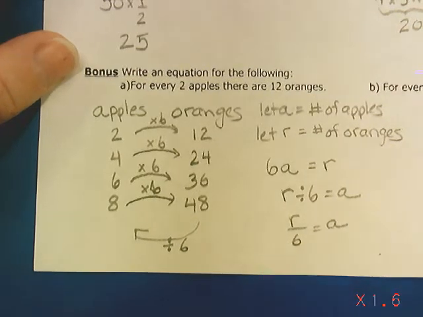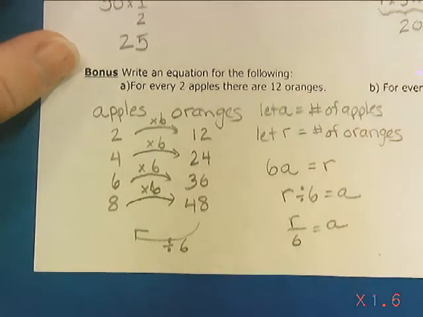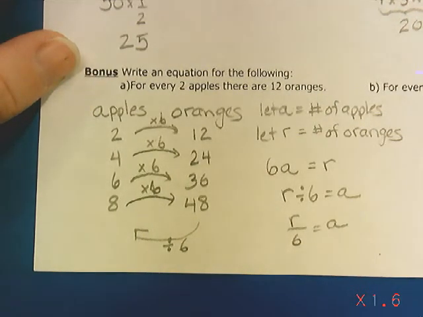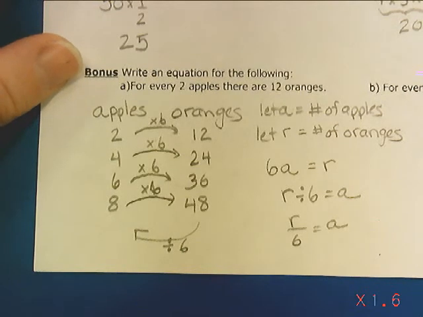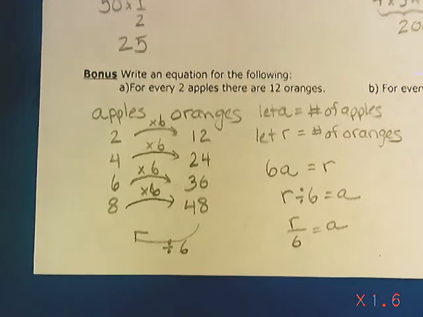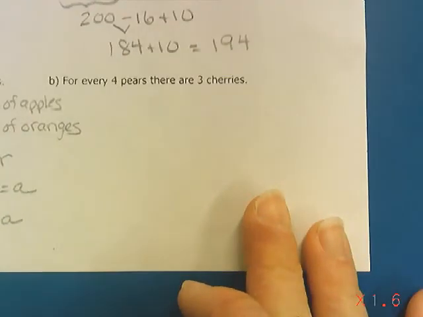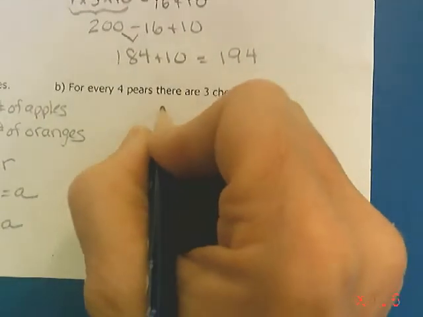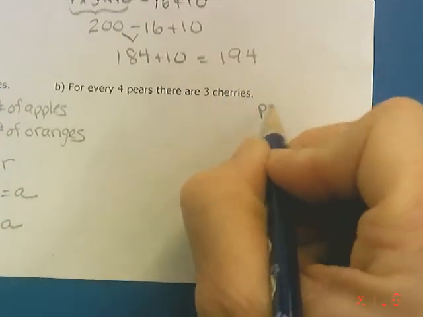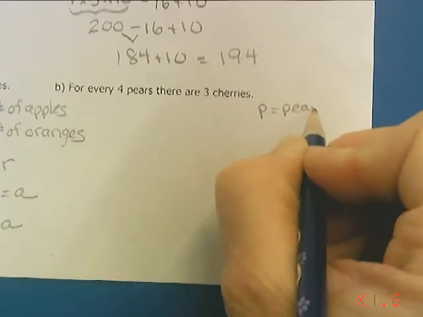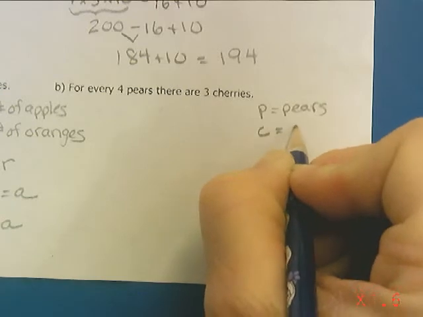Notice I didn't use the multiplication sign up here. Remember, if I'm using X, it looks like a variable. So we want to avoid that, and a number and a letter next to each other mean multiplication. All right, let's go on to B, because B was a little trickier. So pears, I'm going to say P equals the number of pears, and C equals the number of cherries.